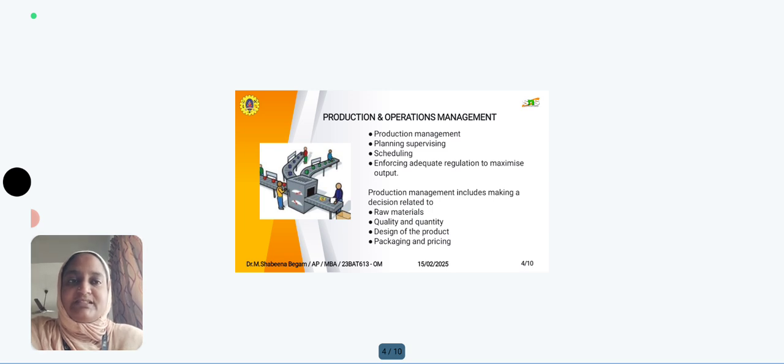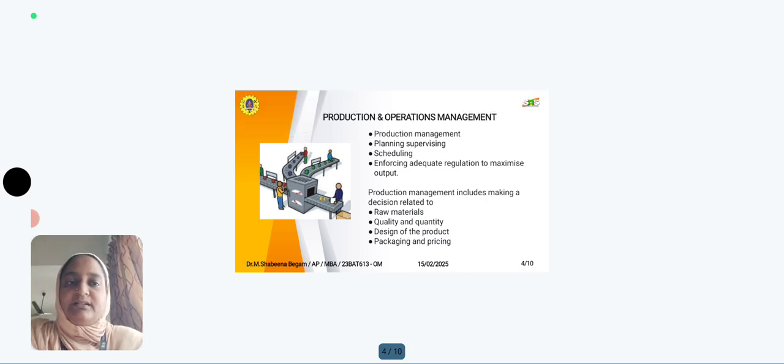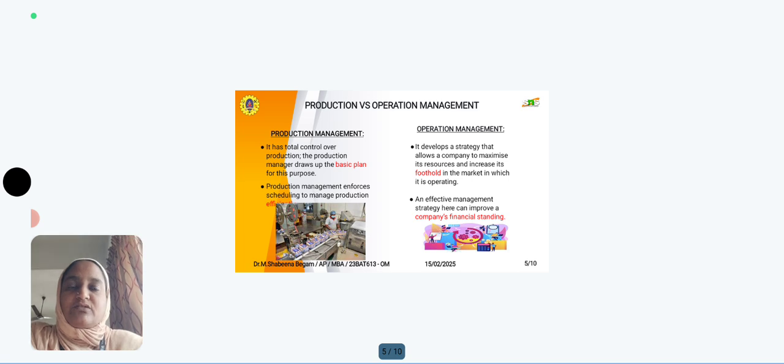Then production and operations management. What is the difference between them? Production management involves planning, supervising, scheduling, and enforcing adequate regulations to maximize output. It includes decisions on what raw materials, what quantity, and what quality are required, all dependent on procurement of raw materials. Then the design of the product that is expected as an output, then packaging and pricing, what price will be framed, all will be discussed here.